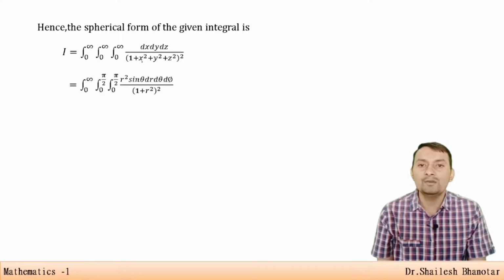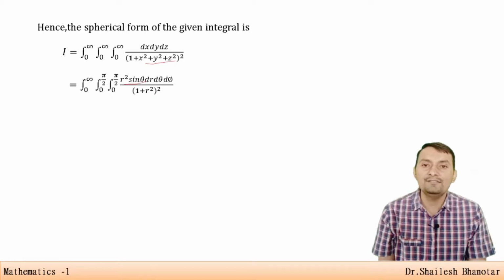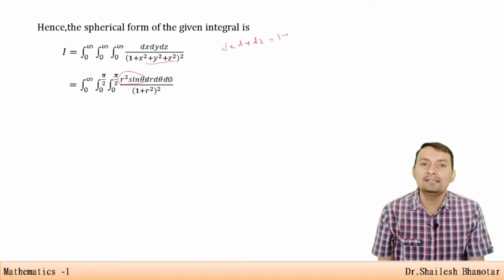But x square plus y square plus z square is what? Exactly r square. r square sin phi, that is our transformation, because dx dy dz is equal to the Jacobian J dr d theta d phi. But the Jacobian J is what? That is r square sin theta dr d theta d phi.